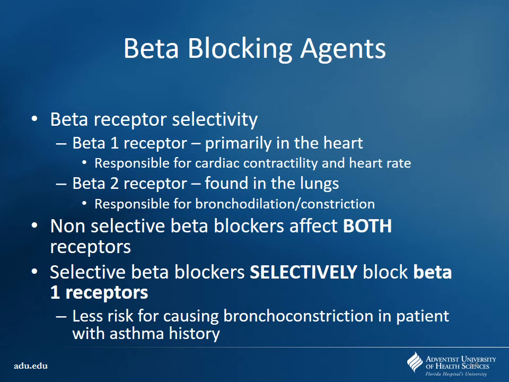Okay. Keep in mind, selectivity of any drug is only relative to its dose. So as you increase dose, you start to lose selectivity as well. So it could be a possibility that even if you use a beta-1 selective agent, you can still see some issues in the lungs. It's just much less likely, especially at therapeutic doses.